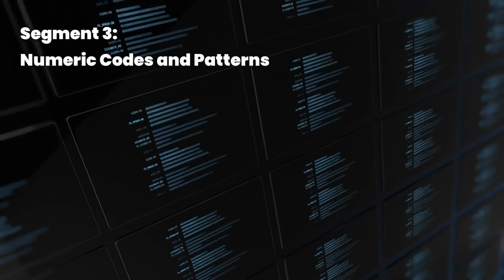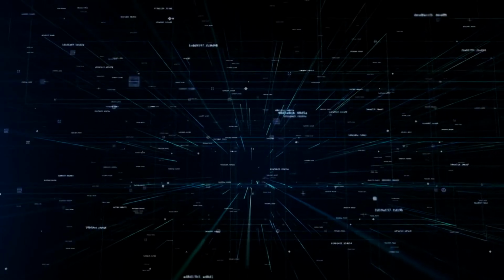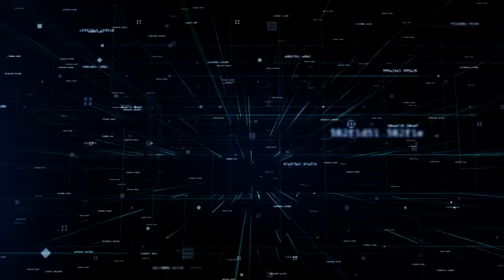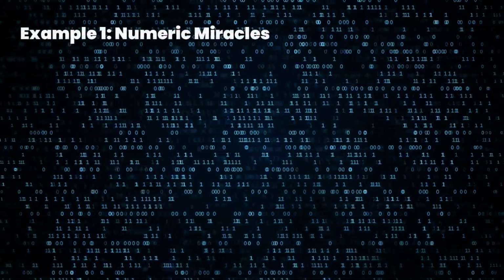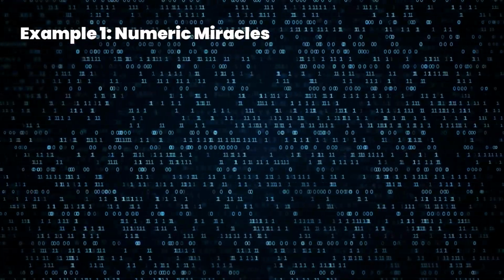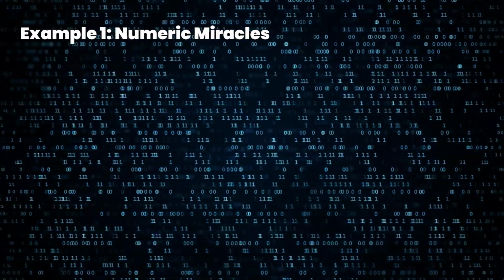Segment number 3. Numeric codes and patterns. The Quran also contains intricate numeric codes and patterns that further highlight its divine origin and intricate composition. First example is numeric miracles. Researchers have discovered fascinating numeric patterns in the Quran, which defy coincidence and point to a deliberate design.